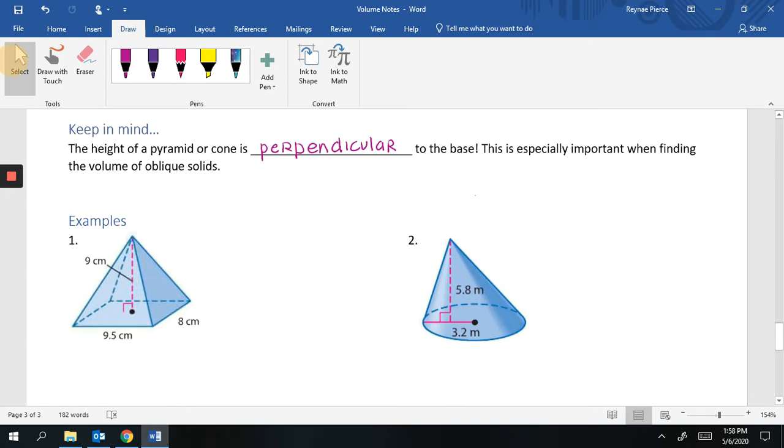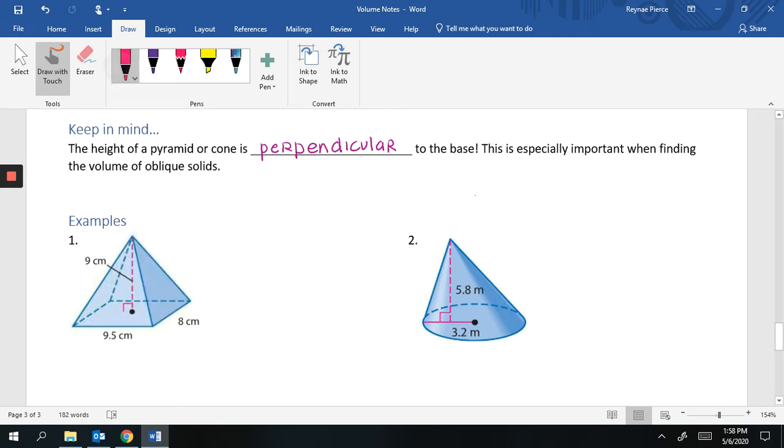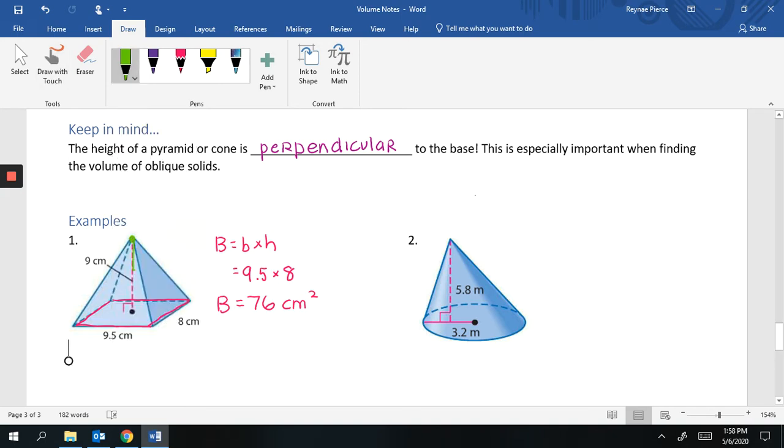Jumping into examples. Here, example number 1, I've got a rectangular pyramid. To find the area of a rectangle, we just take the product of the base and the height of the rectangle. So we're going to take 9.5 times 8. So the area of our base here is 76 square centimeters. The height is going to be, again, perpendicular from the vertex to the base.